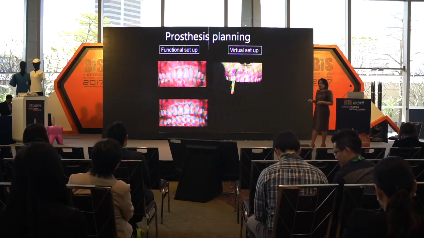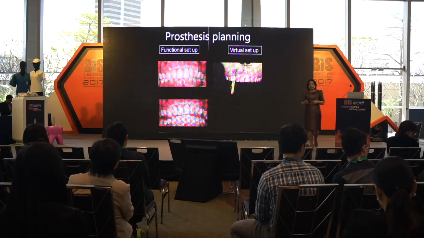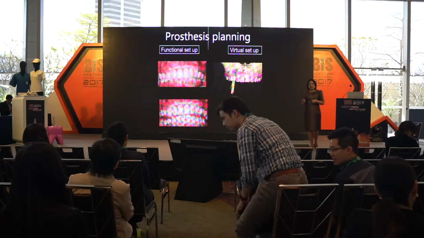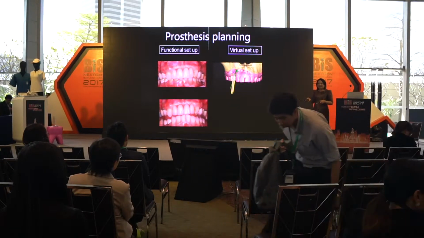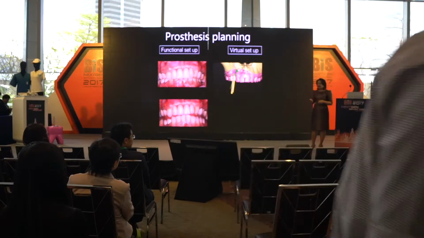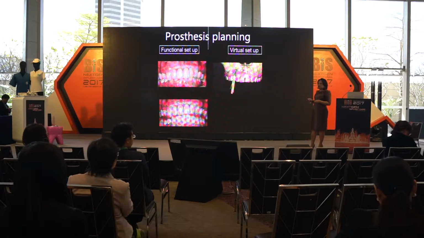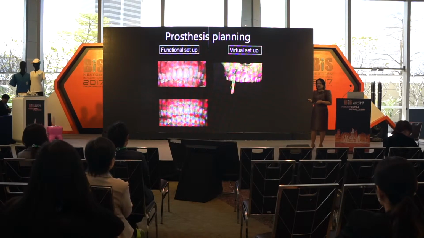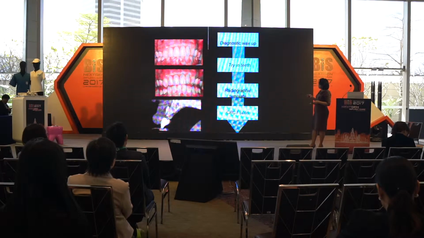To do the prosthetic planning, you have two choices. First is the functional setup. You can set up like a conventional try-in of the teeth, and after that you make the radiographic template and do the CBCT. Or you can use the setup from the computer tomography also. We do the diagnostic wax-up and try in the teeth, then make the radiographic template and CBCT.